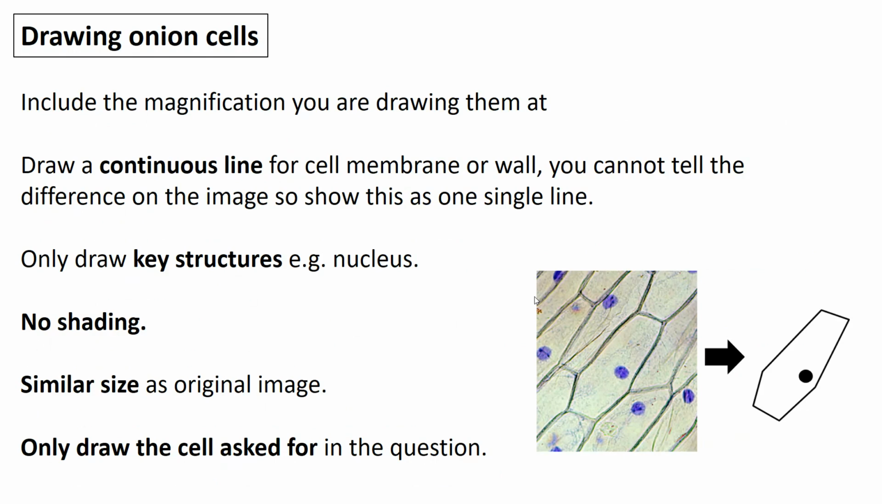You would only draw the key structures. So in the photograph, I can see little dark spots inside the cell, but I wouldn't draw those because they're not a structure I can work out what they are. So I would just draw the nucleus. You wouldn't do any shading or any roughness of your lines. You try and draw your cell a similar size to the original image, and you only draw the cell that the question asks you to draw. So don't draw all of the pictures that you can see. If it just says to draw one cell, just draw one cell.